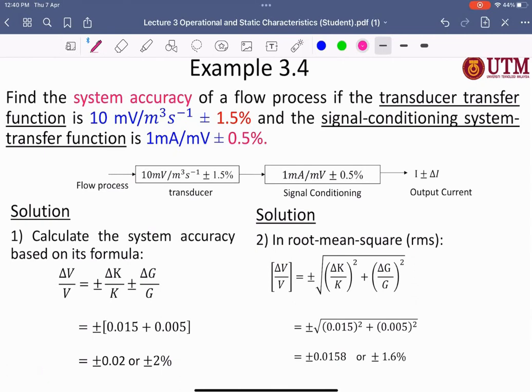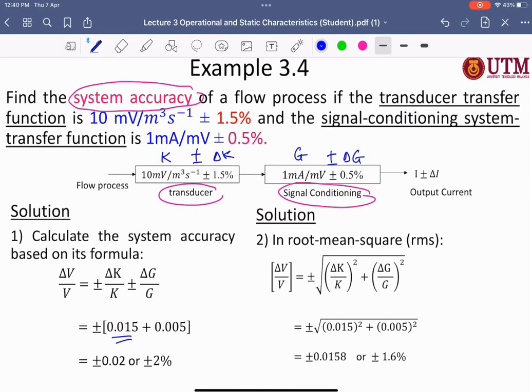Example 3.4, you want to find the system accuracy. If you have the transducer and also the signal conditioning, you can find the system accuracy. This one is K, plus or minus delta K, and this one is G, plus or minus delta G. So delta K over K you can get as 0.15, and also delta G over G you can get here. You need to find the RMS, so just use this formula and you can get this. Simple like that.